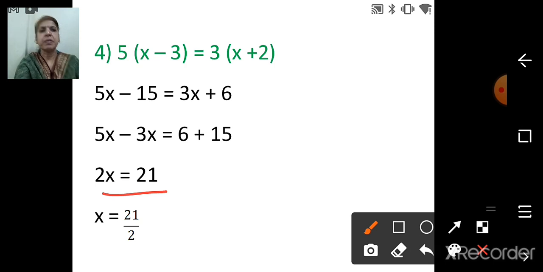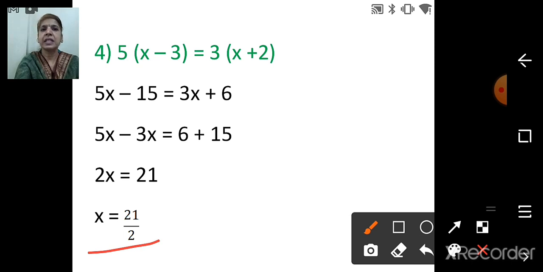Now the next step is when we say 2x, the sign involved is multiplication. So we have to divide. Dividing by 2 on both the sides. So when you divide by 2 on both the sides, here it will become x. And 21 divided by 2. So we are going to write here x is equal to 21 upon 2.